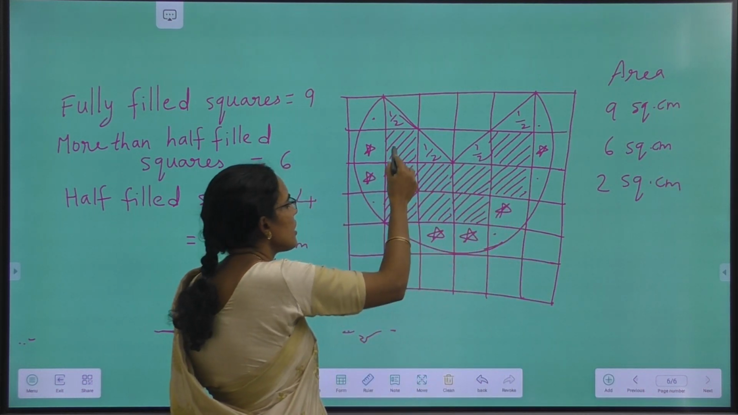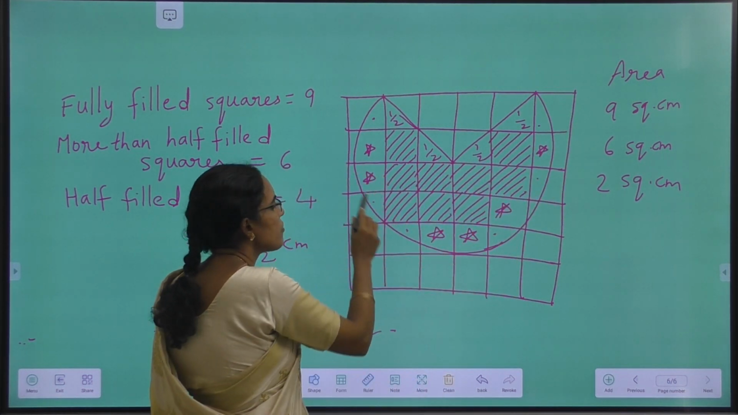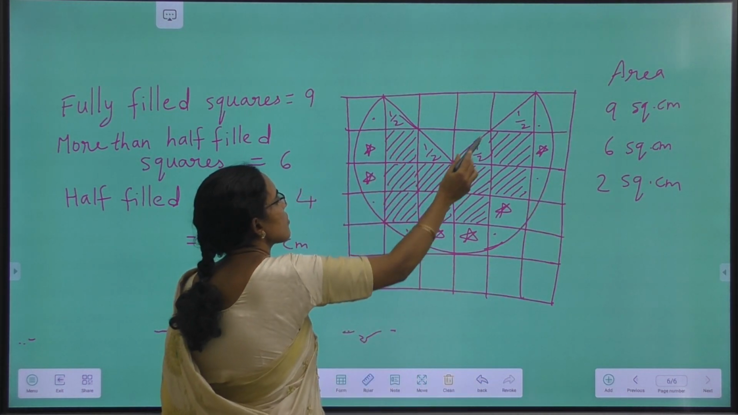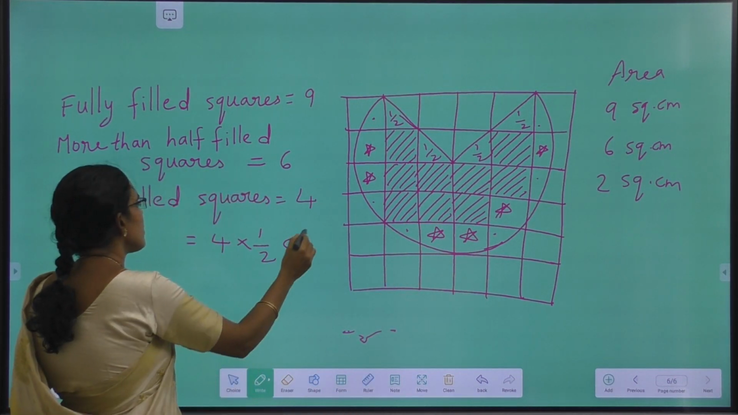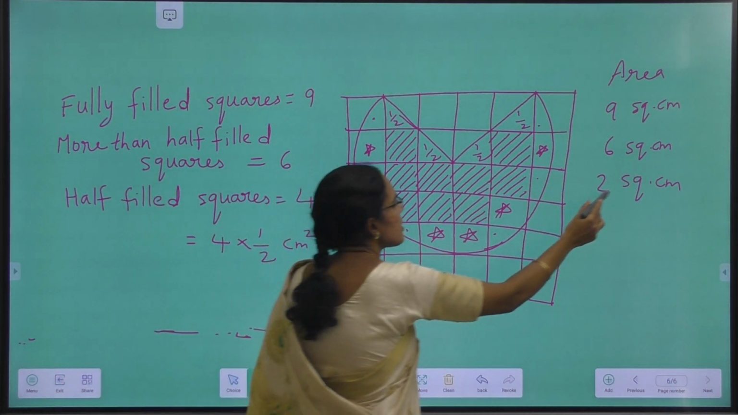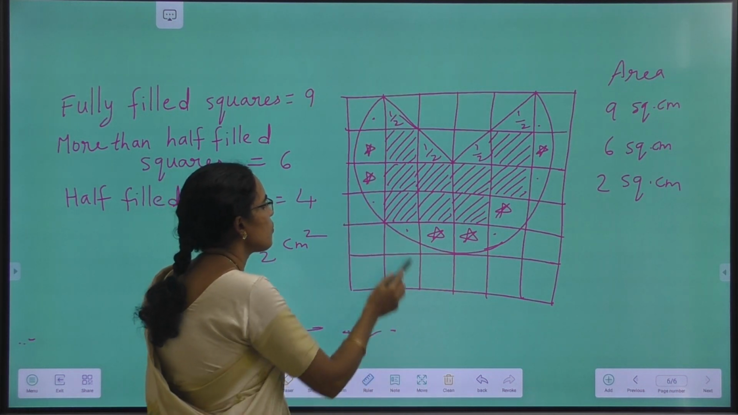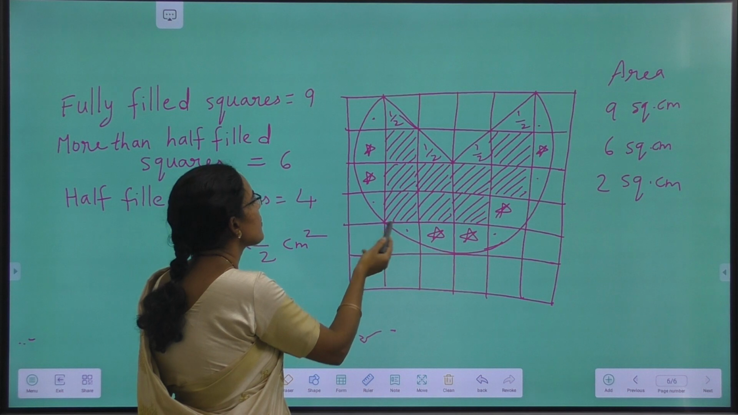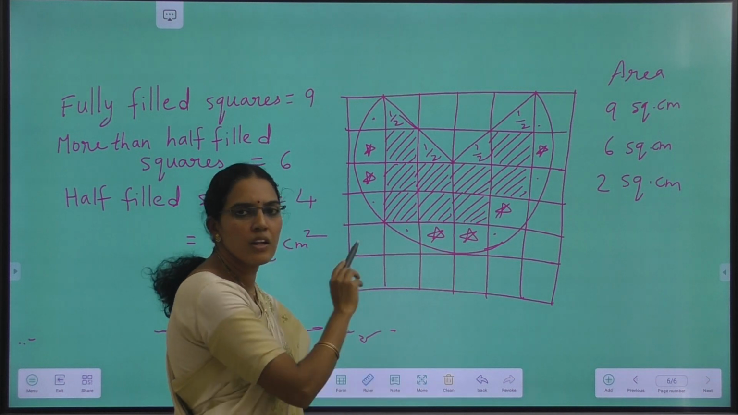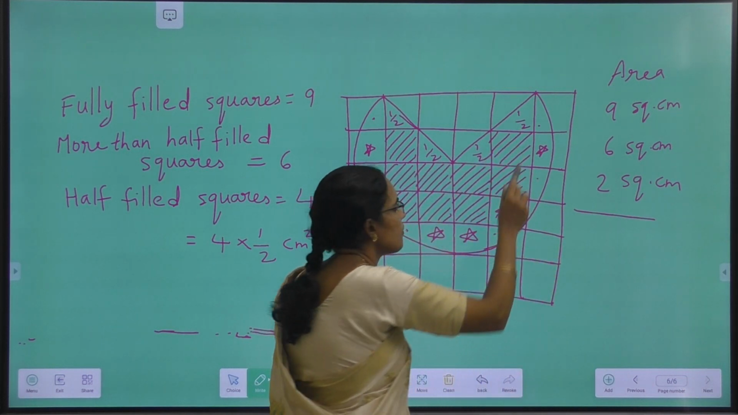First of all, we should find the area of fully filled squares. Fully filled squares here, 9 are there. Then more than half filled squares, here 6 are there. And exactly half filled squares, 4 are there. The area is 4 times half, which is nothing but 2 square centimeters. Then we should ignore the area which is less than half. Why? Because the portions of less than half area will balance with the more than half filled square area. Then the total area gives the area of this closed figure.